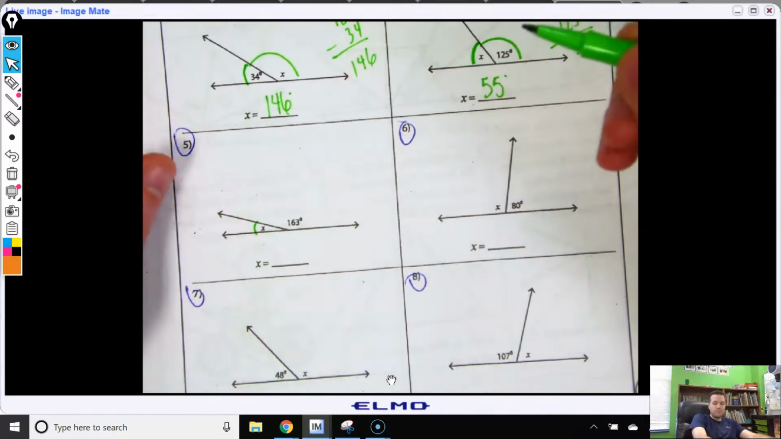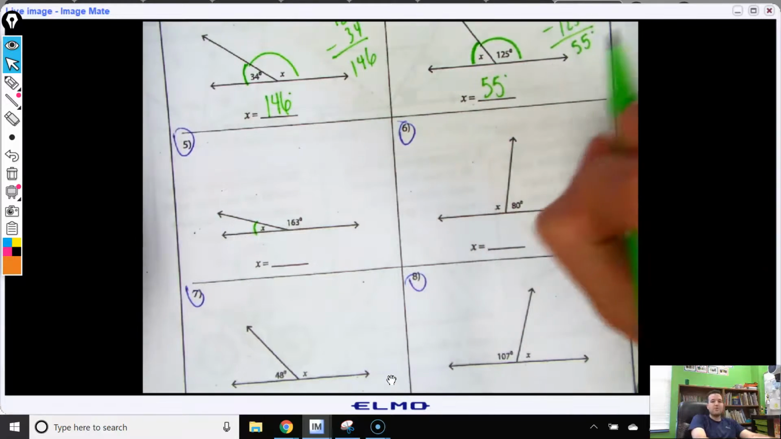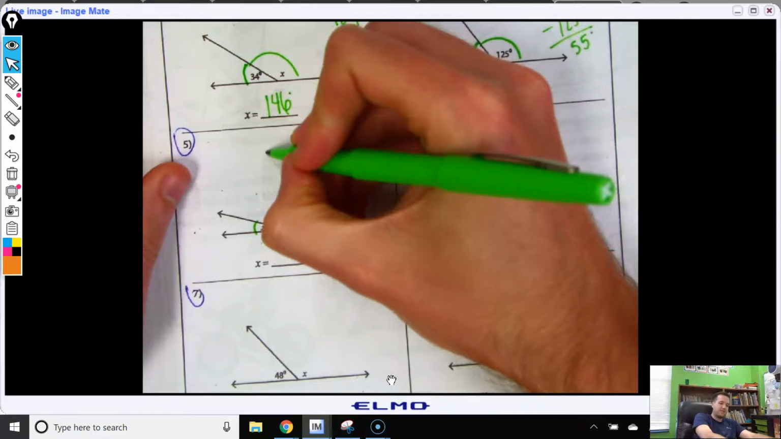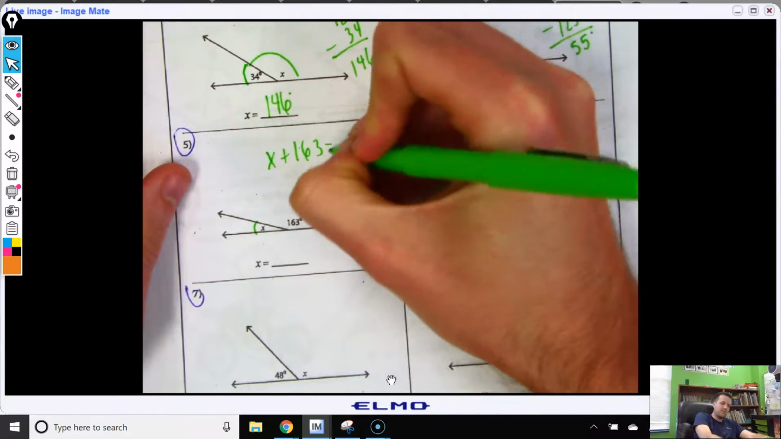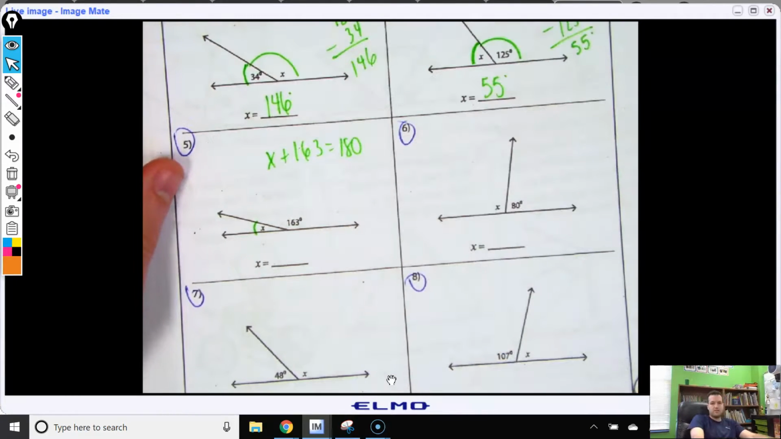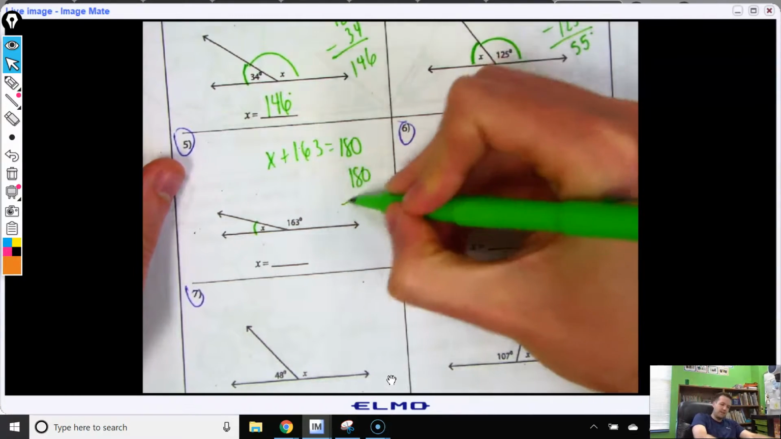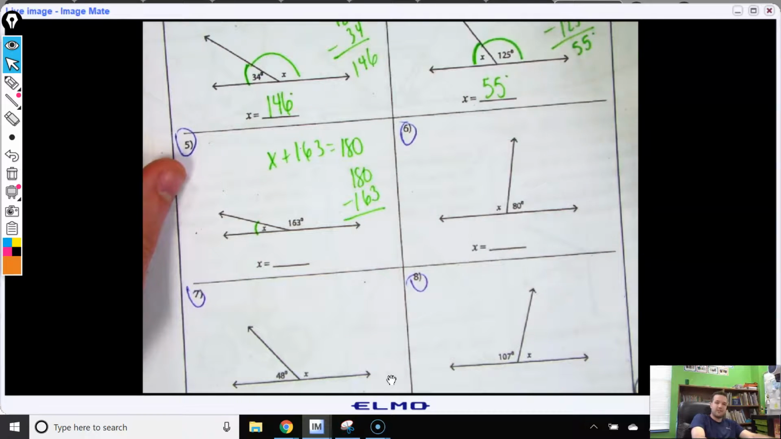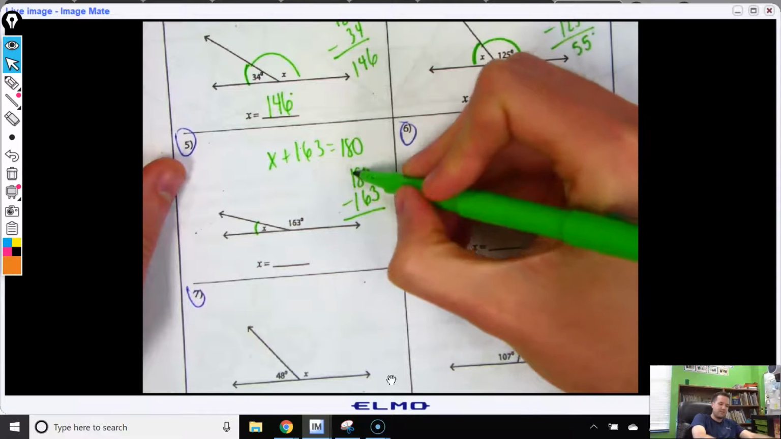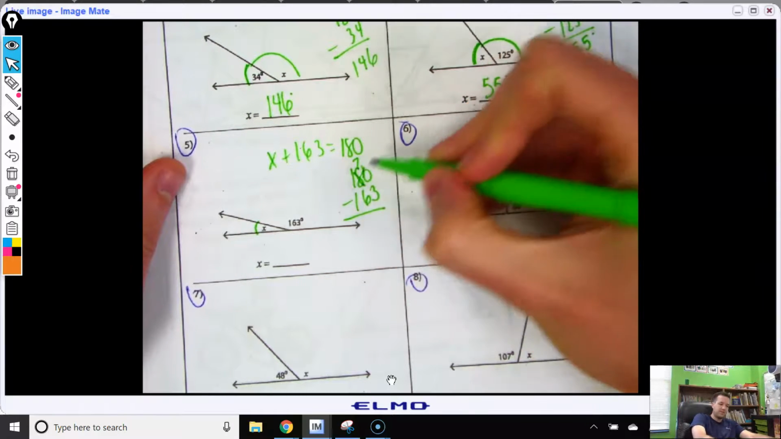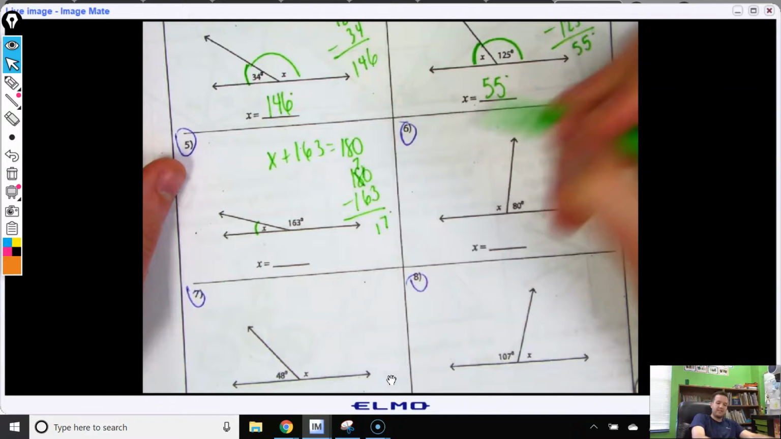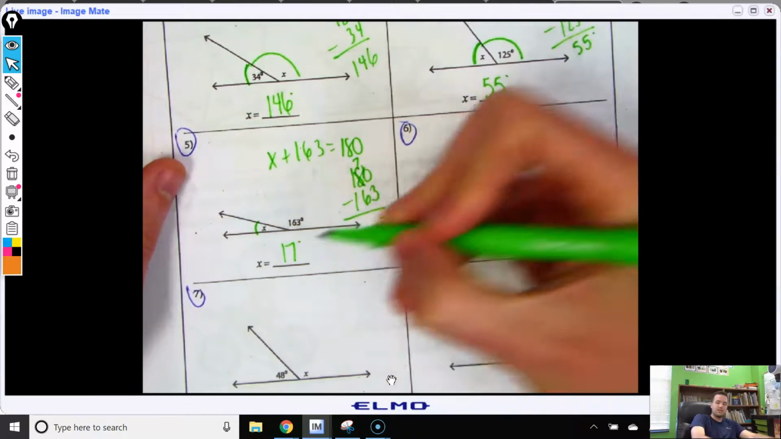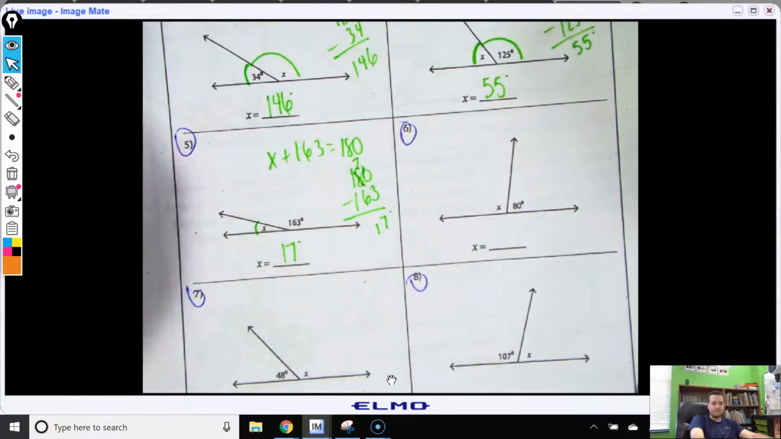Number 5, angle x, who's super small, he's probably acute angle, plus 163 equals 180. 180 minus 163 will help me figure out the angle x, which I think is going to be a very small degree measurement. Oh yeah, it is. 17 degrees. Very small, less than 90.